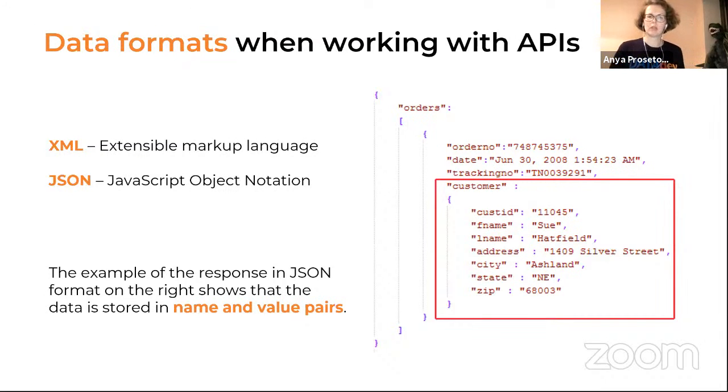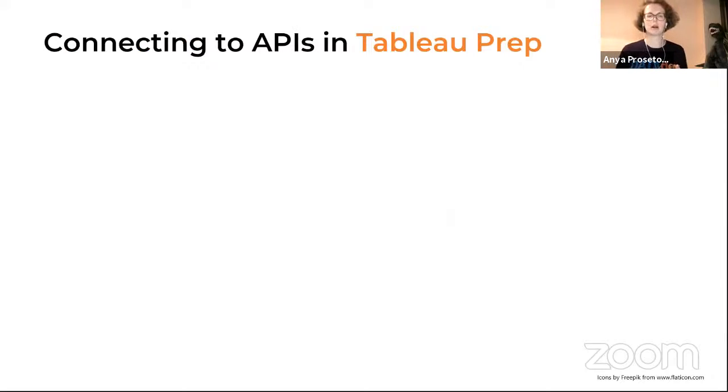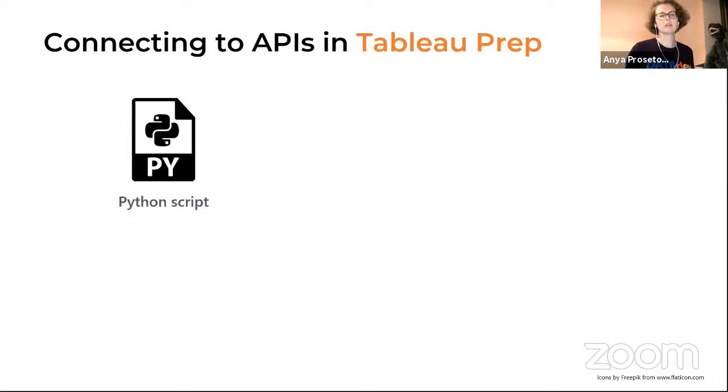So we now understand what APIs are and how we get the response, what kind of shape it comes in. Now let's look at how we can connect to APIs in Tableau Prep. There are three parts that need to come together for you to connect to APIs directly from Tableau Prep. The first part is the Python script. The Python script allows you to specify how and which API you want to connect to, any other requests related to this API, then how you want to process this data, and how you want to output this data to Tableau Prep.